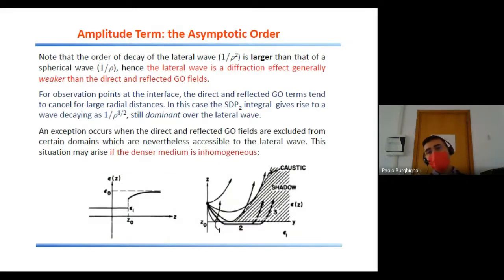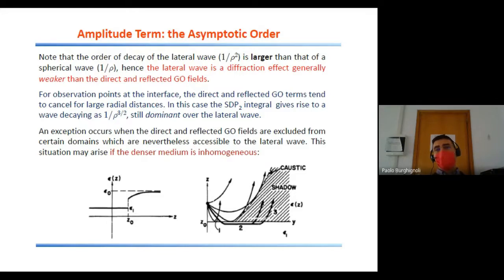Let us now consider the amplitude term. As we observed, the amplitude of decay of the lateral wave is of the kind 1 over rho squared. And this is larger, that is, the decay is faster than that of the direct spherical wave. So this means that this lateral wave is generally a weak effect. Okay, that's weaker than the direct and reflected geometrical optics fields.